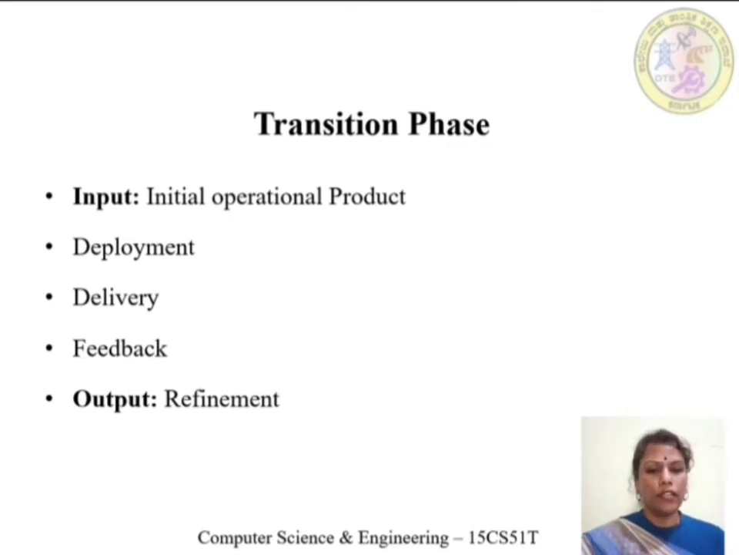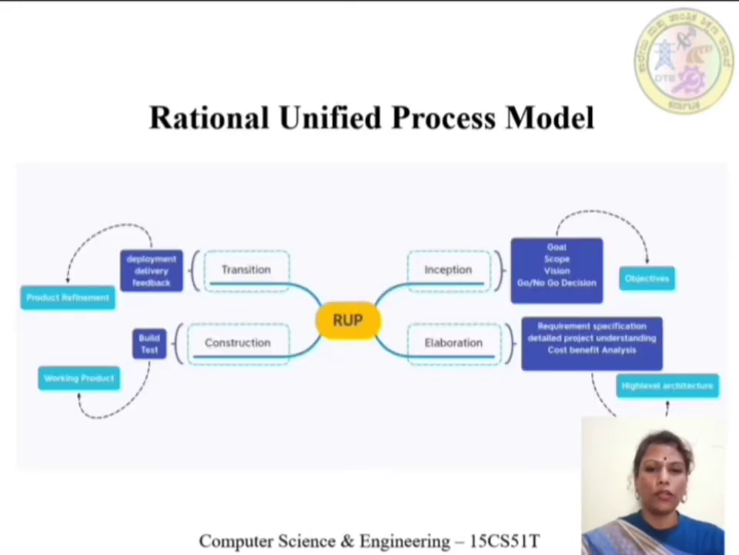Okay, after the delivery, feedback is taken from the customers or end users. These feedbacks are used for the refinement of the product which has already been delivered. These feedbacks are used to refine the product in the next increment, to add features or extra features in the next increment in order to get a better version of the product. Okay, so these are all the 4 phases of the rational unified process model.